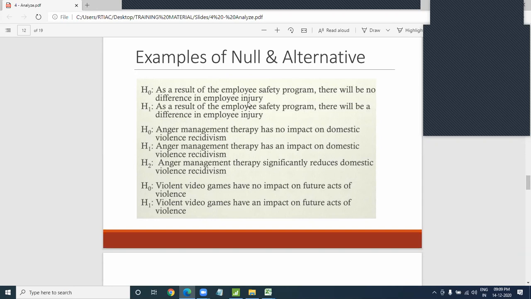Well, null says forget about it. One is a training program, another is injury. Why are you correlating them? They're two different things. There's no relation between them. Null will always talk about no relation. Alternate will try to develop a relationship.